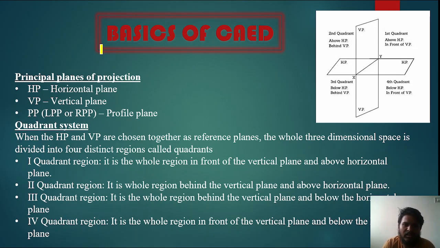The first quadrant is the one which is above HP and in front of VP. Second quadrant is above HP and behind VP. Third quadrant is below HP and behind VP, and fourth quadrant is below HP in front of VP.